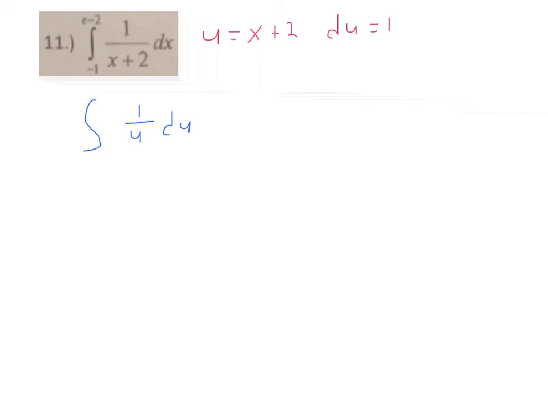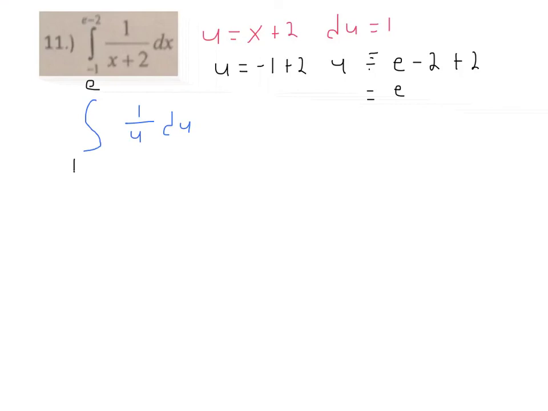But we do have to change the limits of integration. And I think that they were made to look more difficult than they are. And when we go to do our u substitution, it makes it easier. So u is equal to negative 1 plus 2. So our lower limit of integration is 1. And our upper limit of integration, e minus 2 plus 2. So we just get e. So our upper limit of integration is e.